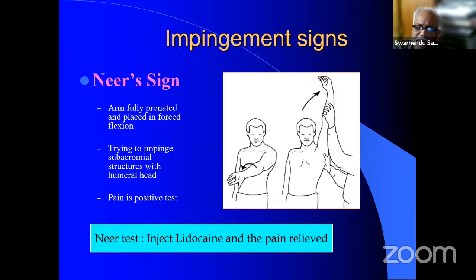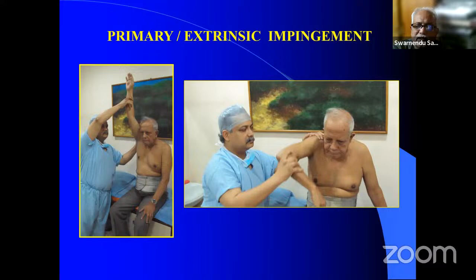The sign and test is different. Sign is this one. When we inject some local anesthetic and then we see if there is pain relief, then it is the test. When we do this, this is the sign. When we inject with the local anesthesia and see whether there is any pain relief, then it is the Neer test. There are two sort of impingement that you can have. One is the extrinsic, another one is the intrinsic impingement.